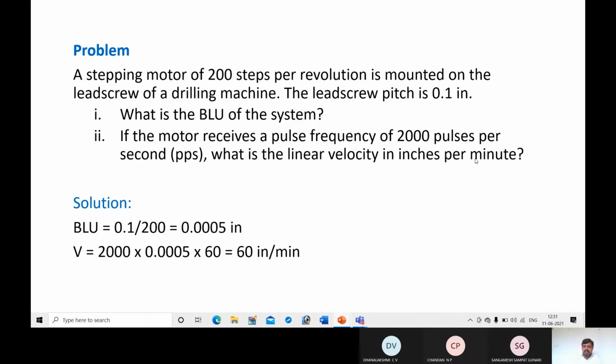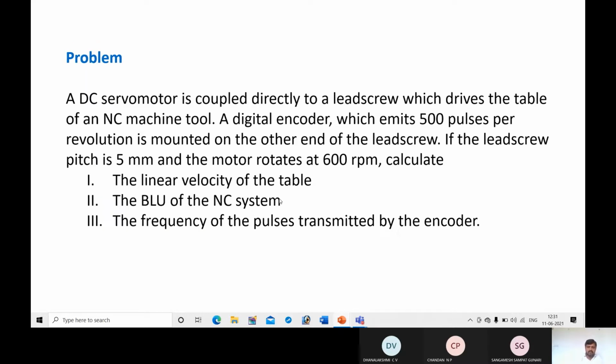So next you will get velocity in terms of inches per second. In order to convert it into minutes, you multiply it by 60. Then you will get inches per minute. Okay, next, one more problem. This is the last problem. If you give the answer for this, I will wind up this class.